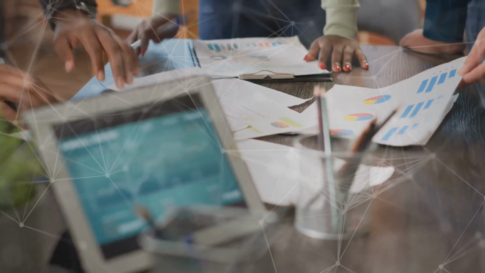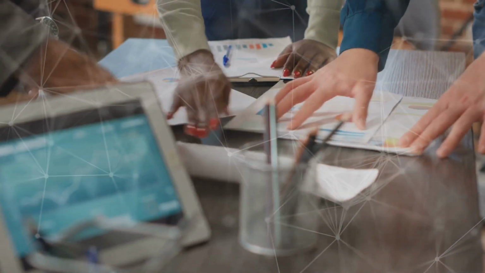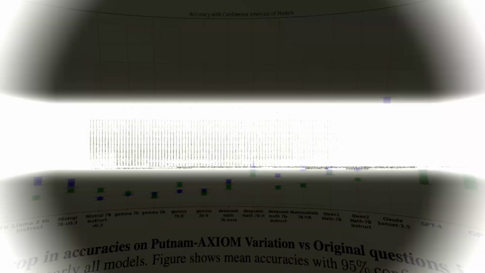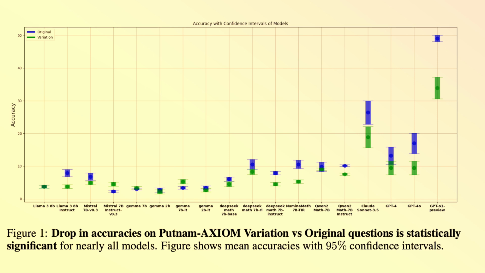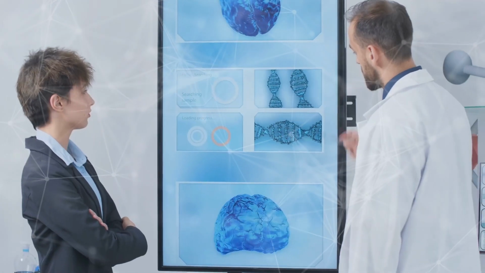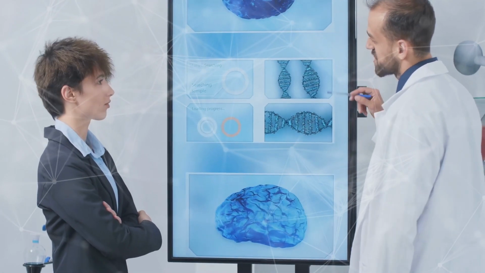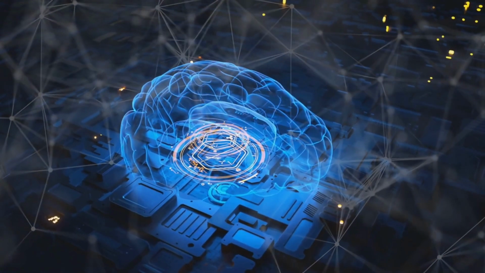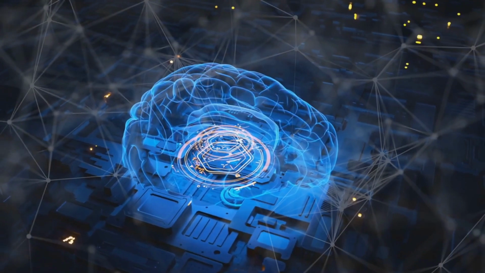To ensure fair evaluations, the researchers decided to focus primarily on complex questions, as shown in Table 1 and Figure 1. Why does this matter? Because reasoning isn't just for solving math problems. It's the foundation for applications in healthcare, economics, and scientific research. If we can teach AI to think critically and solve novel problems, the possibilities are limitless.